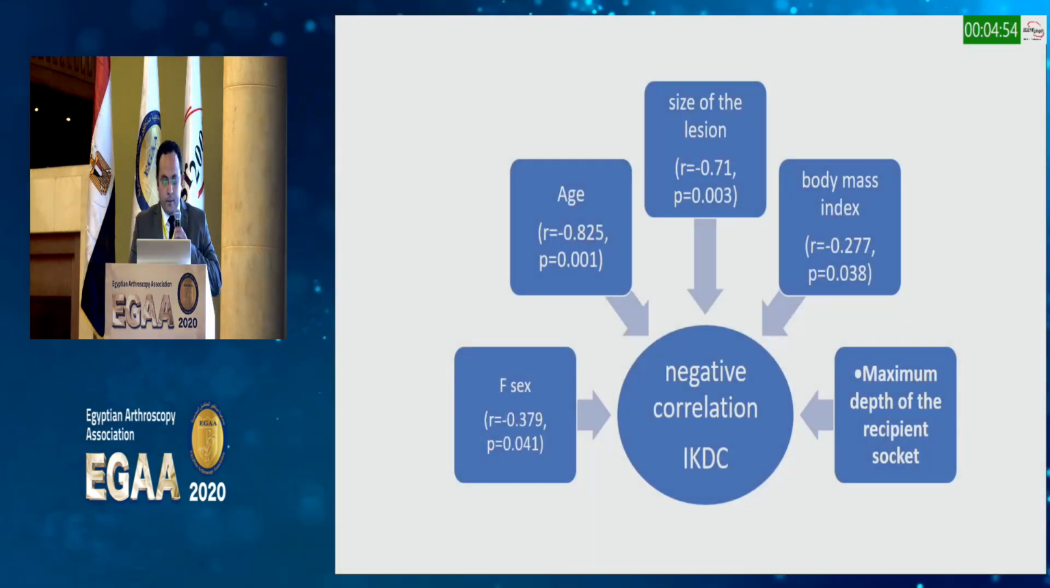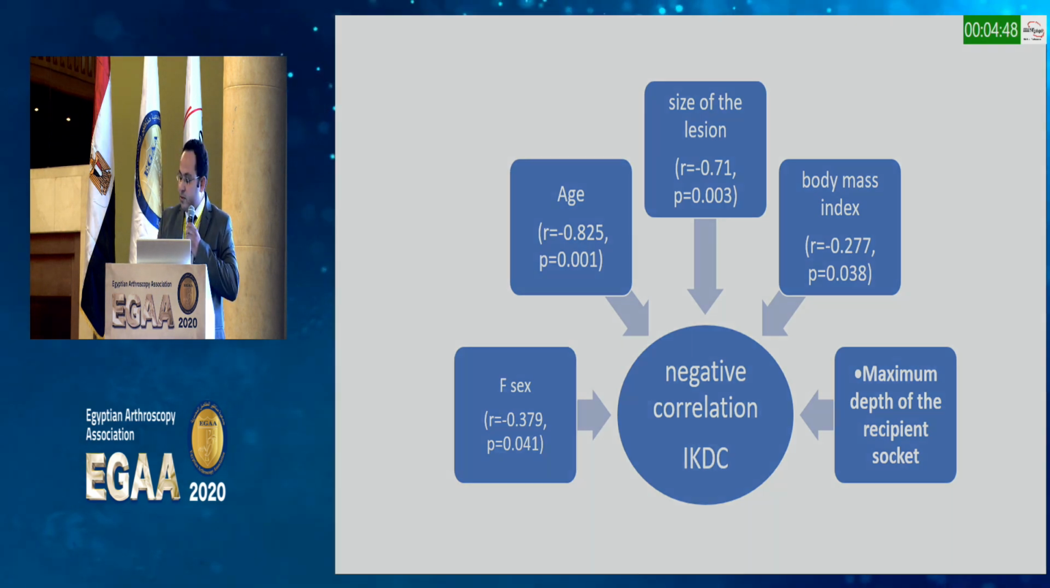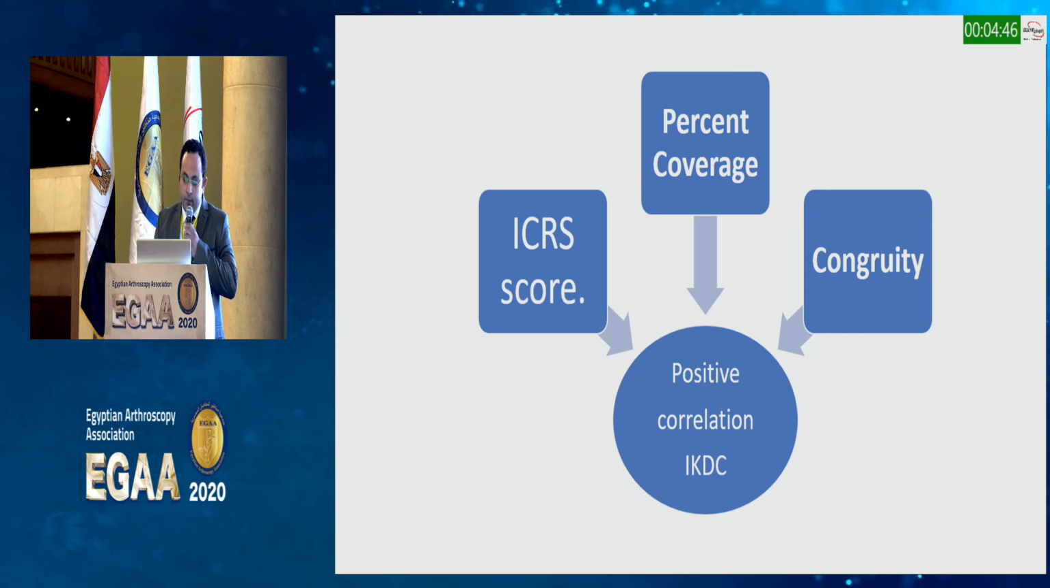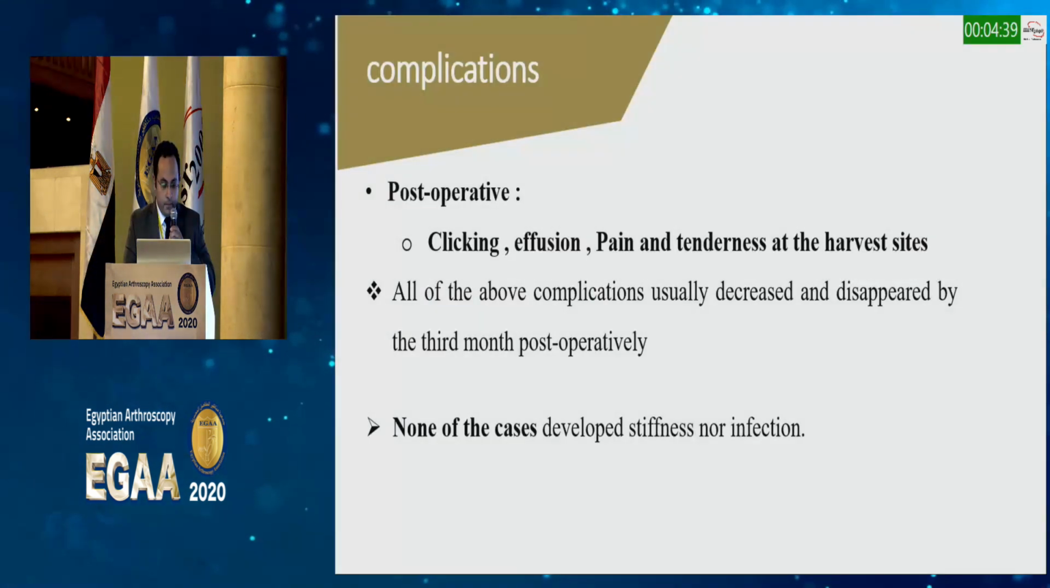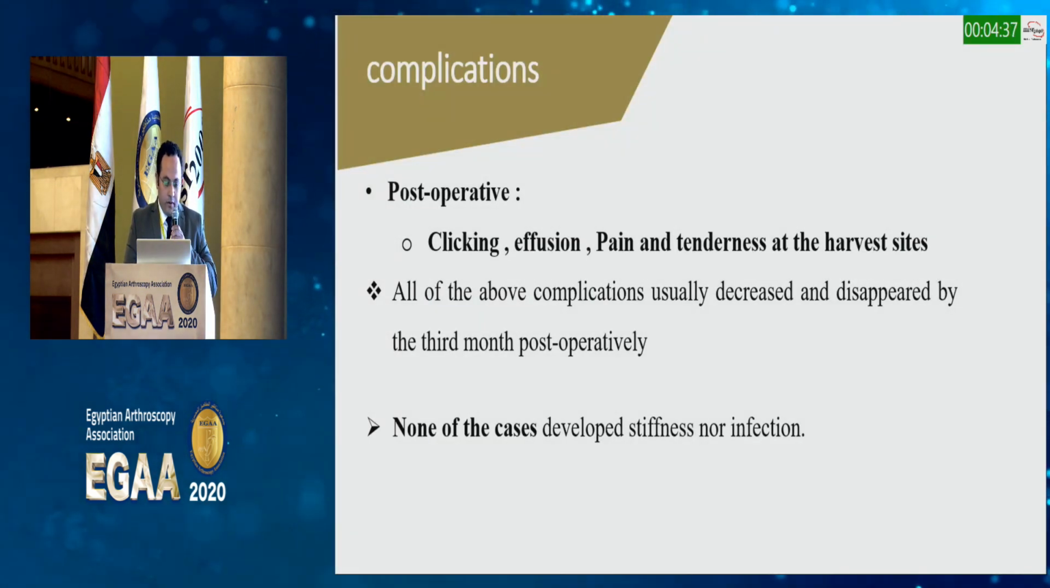We had a negative correlation with the female sex, age, size of the lesion, body mass index, and the maximum size of the recipient sockets, and a positive correlation with the ICRS scoring of the nearby cartilage, the percent of coverage, and the congruity. Complications were post-operative clicking, effusion, pain, and tenderness at the harvest site. All of the above complications usually decreased and disappeared by the 3rd month post-operative.